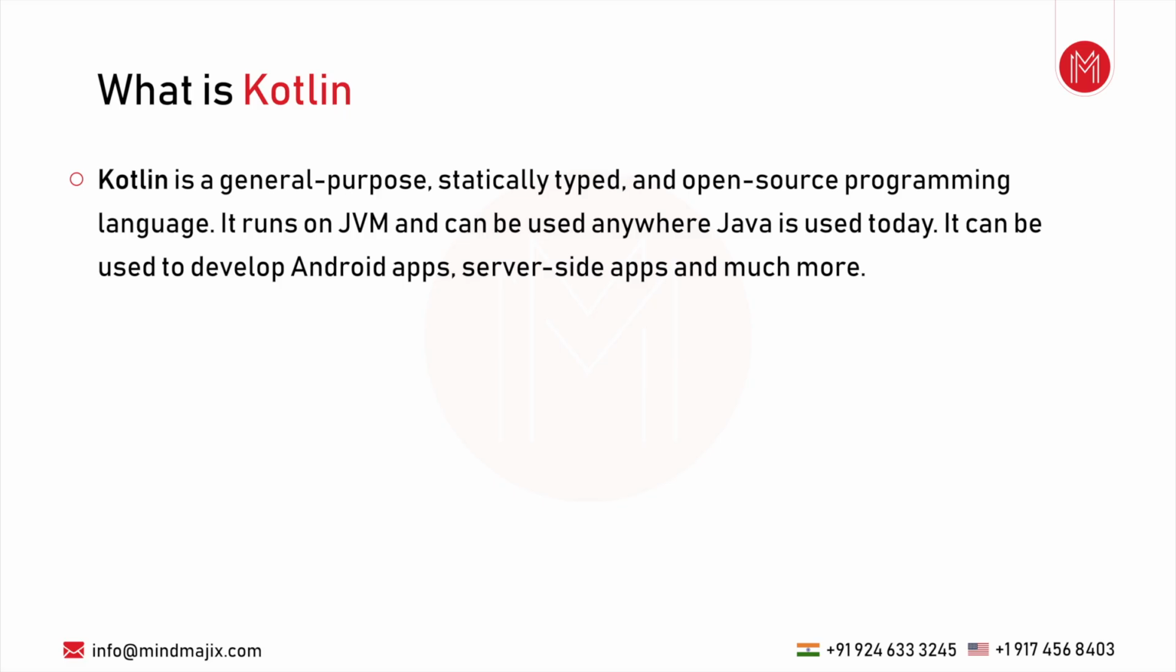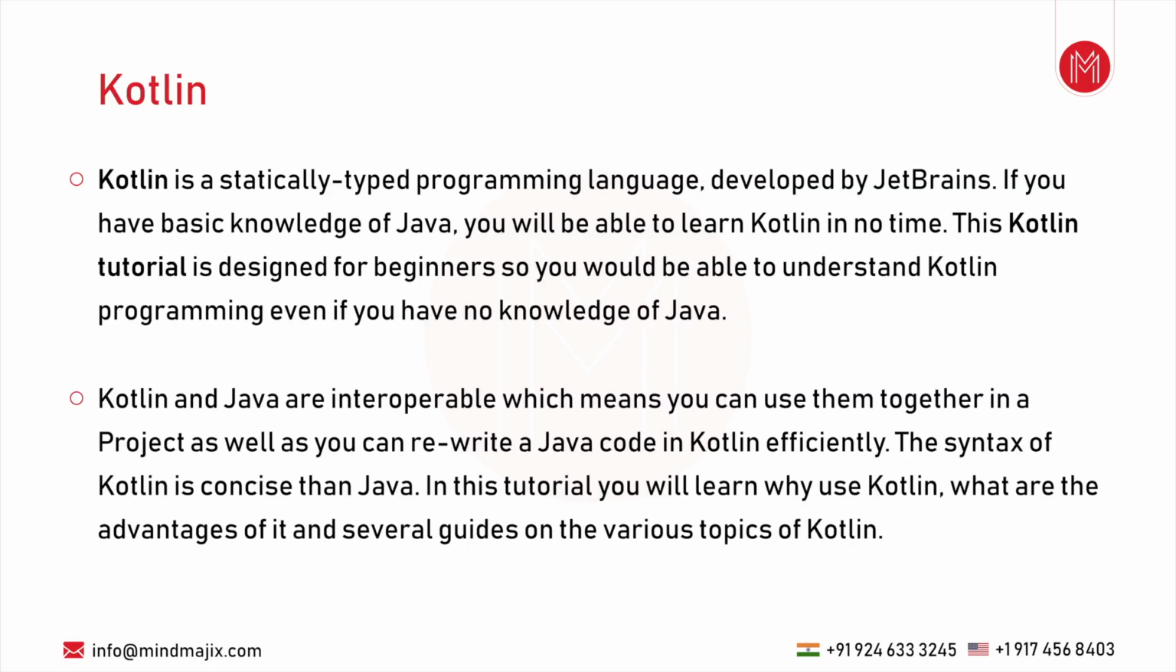If we're talking about Kotlin, it is a very simple language. Kotlin is a general purpose, statically typed and open source programming language. It runs on the JVM and can be used anywhere, as we work with Java nowadays. So Java and Kotlin. Kotlin is a new language in the market, and it works better than Java nowadays, and people want to learn more about it. It can be used to develop Android apps, server side apps, and much more. Whatever we have done in Java, we can work with in Kotlin also. For Android development, we use this language.